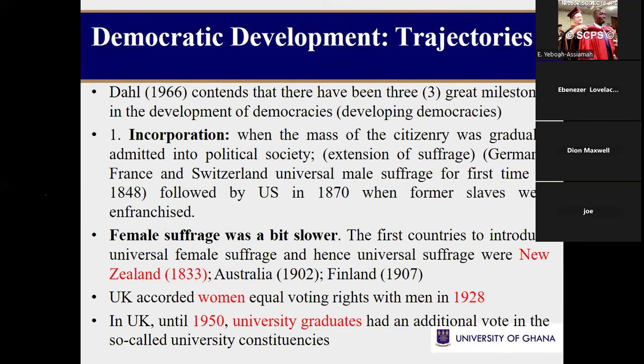It's just like taking the first step. Even just giving the number is the first step. But here, the thing is that as the states adopt a minimal form of democracy, with time they improve and develop. So the first step is incorporation. This was when the mass of the citizens was gradually admitted into political society. In other words, they were extending the suffrage, the people eligible to vote. In many jurisdictions, only the men, and even among the men, only the citizens. But with time, they incorporated many people into the voting arena.